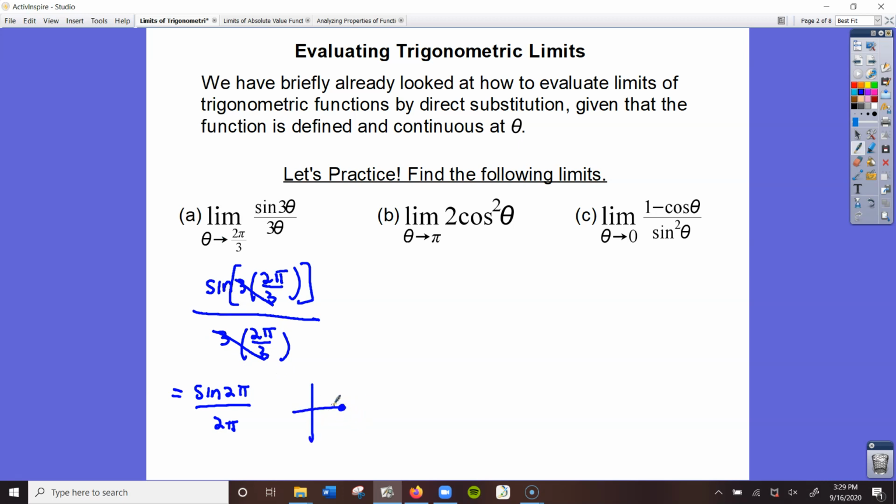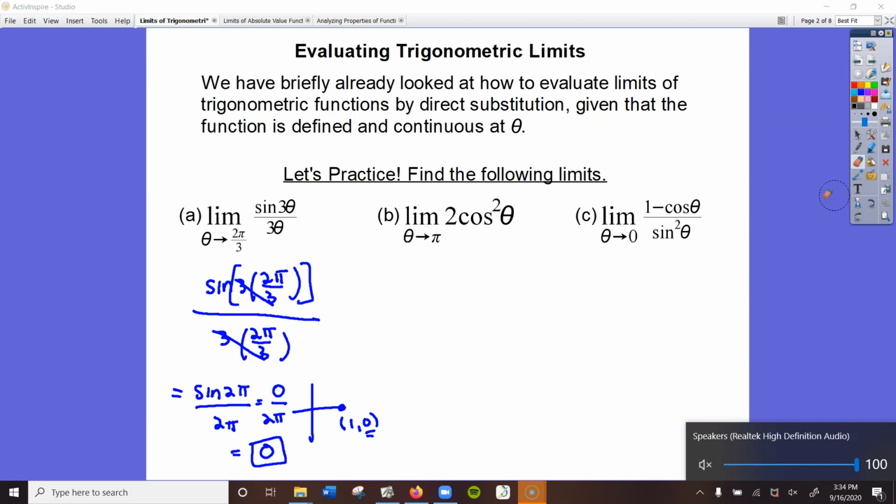And remember, because this is the unit circle, this is the coordinate (1, 0). The sine is the y value. Therefore, the sine of 2 pi is 0 over 2 pi. So 0 divided by anything would be 0. So the limit as theta is approaching 2 pi over 3 of sine of 3 theta over 3 theta is going to equal 0.